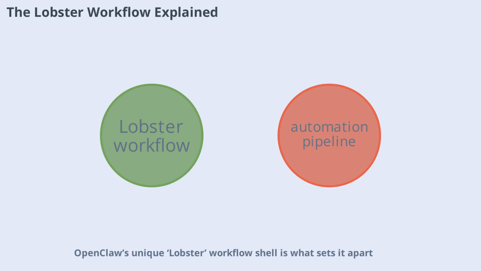OpenClaw's unique lobster workflow shell is what sets it apart. You can send a message like, "Every Monday at 9 a.m., pull urgent GitHub issues, create a Notion summary, and send it to Slack." OpenClaw searches its skill library, installs any needed integrations, configures API access, and gets to work. This seamless chaining of capabilities means you can automate complex routines with just a few words. It's what Siri should have been, but with the power and flexibility developers crave.